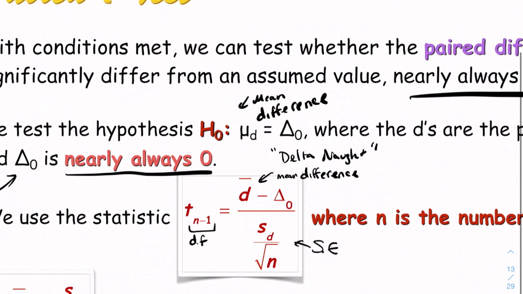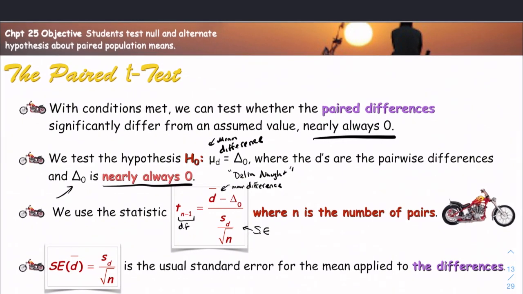And that's the standard error for the difference, over the square root of n, where n is the number of pairs. Our standard error for our mean difference is our standard deviation of our differences over the square root of n. It is the usual standard error for the mean applied to the differences. This is just like a one sample t-test.